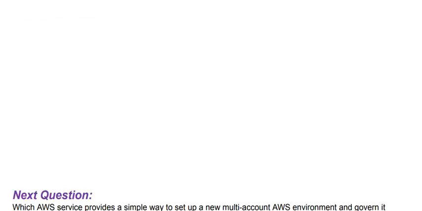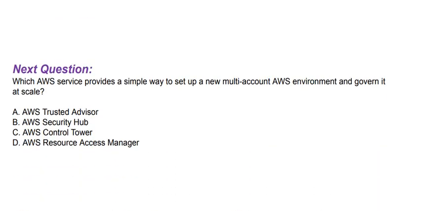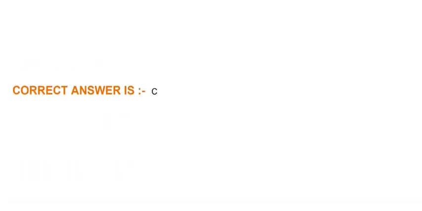Next question is, which AWS service provides a simple way to set up a new multi-account AWS environment and govern it at scale? Option A, AWS Trusted Advisor. Option B, AWS Security Hub. Option C, AWS Control Tower. And option D, AWS Resource Access Manager. The correct answer is option C.